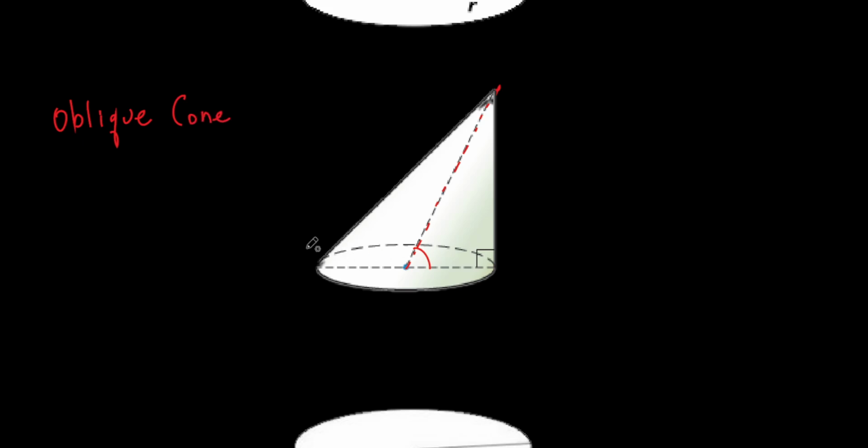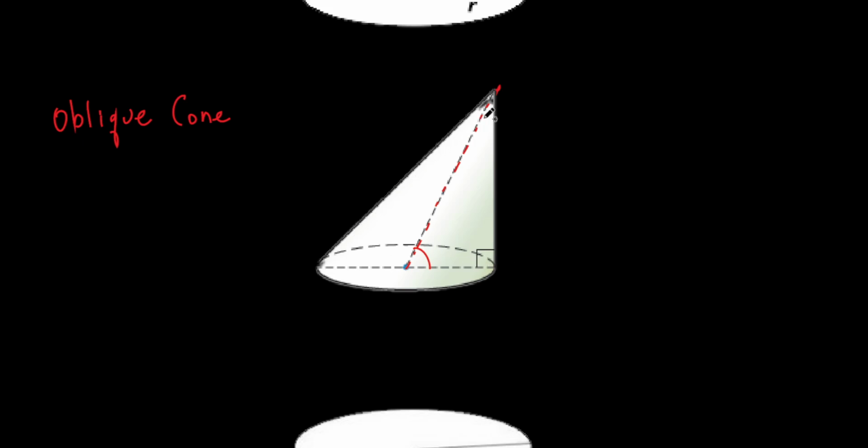Why is it oblique? Because the side is slanted. It doesn't go straight up. See that point, that vertex? It's not directly above the center. All right? So this is not coming down. Now, right here, it looks like that's a right angle right there, but this one's slanted. Do you see that? All right?